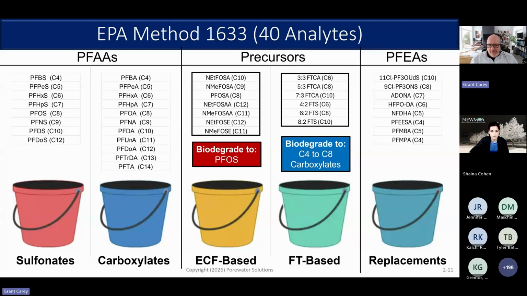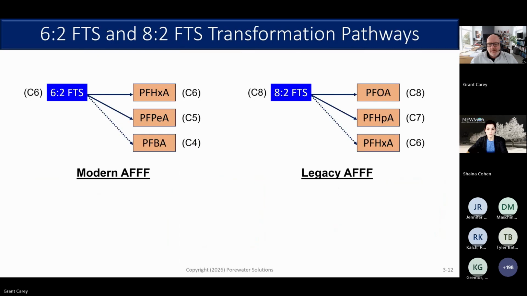So these are all the different analytes, the PFAS. You can see the sulfonates on the left above the red bucket, carboxylates above the blue bucket. Then we've got our precursors, the ECF-based precursors, all of which might actually degrade to PFAAs under natural conditions, typically aerobic. And then we've got a series of fluorotelomer-based precursors that degrade to a range of C4 to C8 carboxylates. And then we've got the perfluoroether acids on the right side. These are all the analytes, the 40 analytes in method 1633.